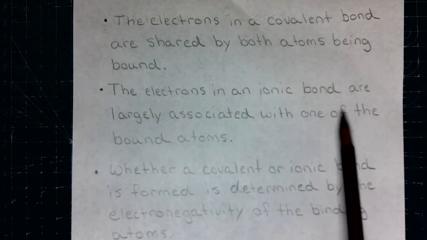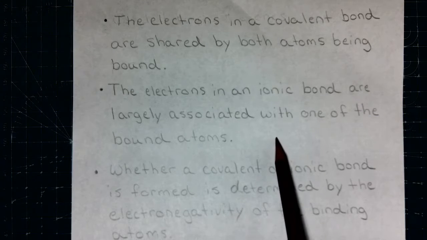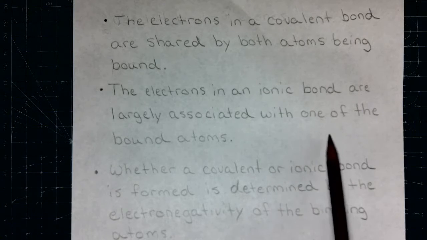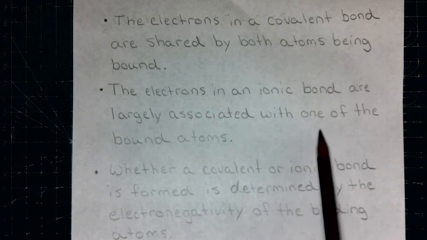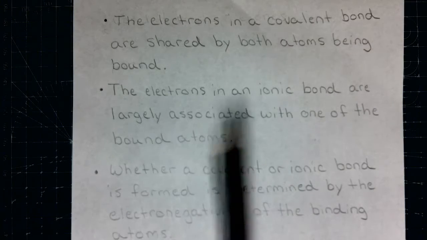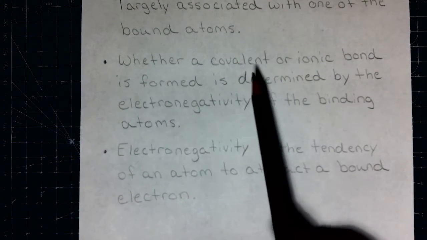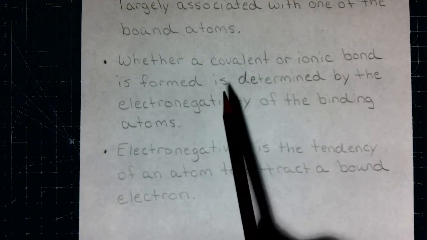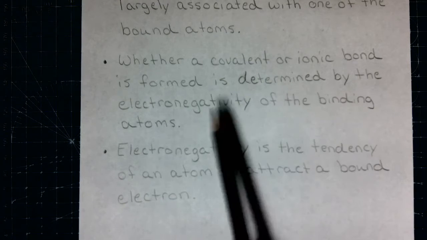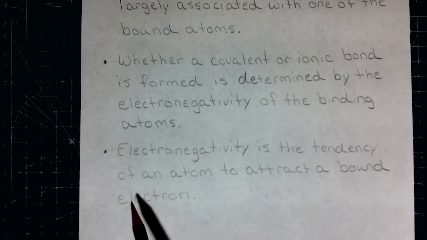The electrons in an ionic bond are largely associated with one of the bound atoms. So in that scenario, it's like an electron was given from one atom that's being bound to the other one. And that electron's only going to associate mostly just with the one that received it. Whether a covalent or ionic bond is formed is determined by the electronegativity of the binding atoms.